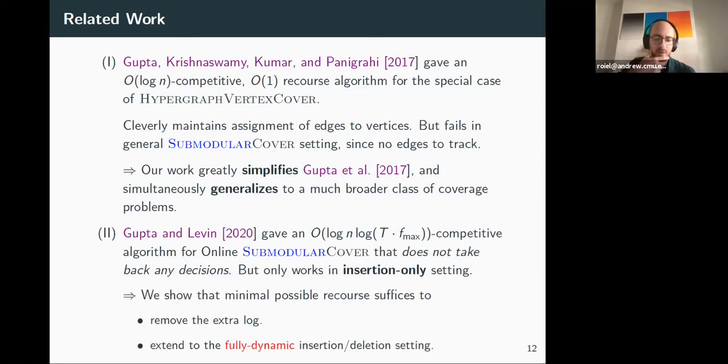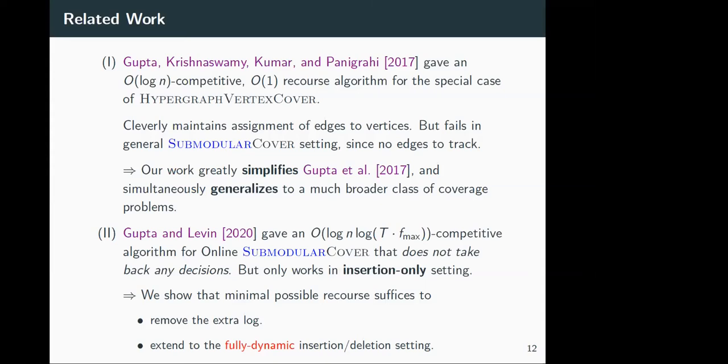Another way to view our work is that we are showing that with this minimal possible amount of recourse, we can remove the extra log here. So we'll get down to a single log of F max. And we can extend this framework to this fully dynamic insertion and deletion setting. Any questions?